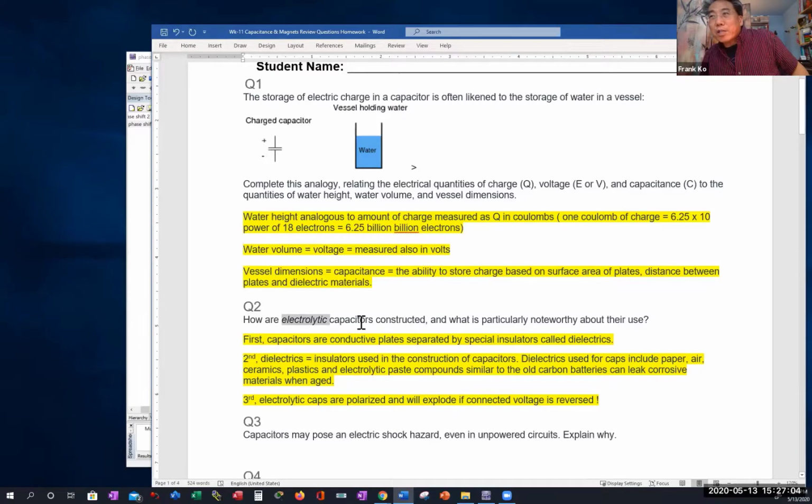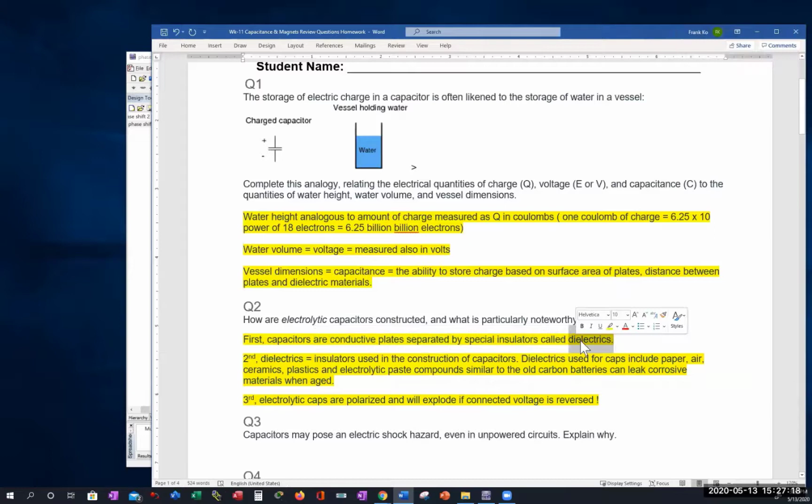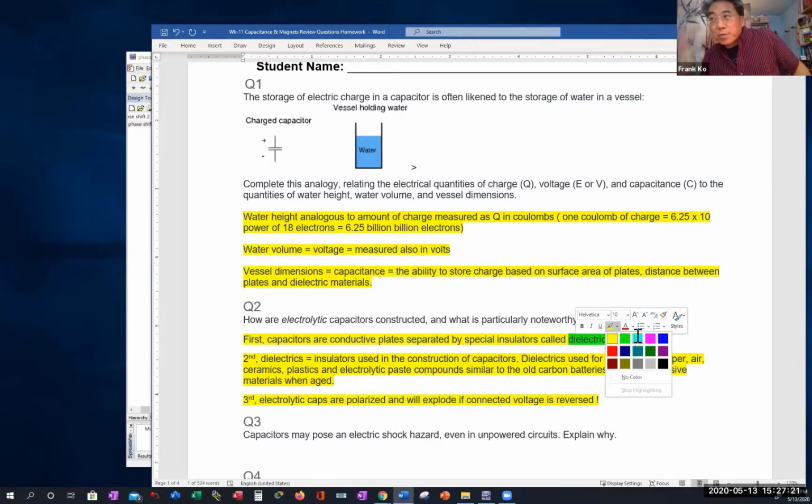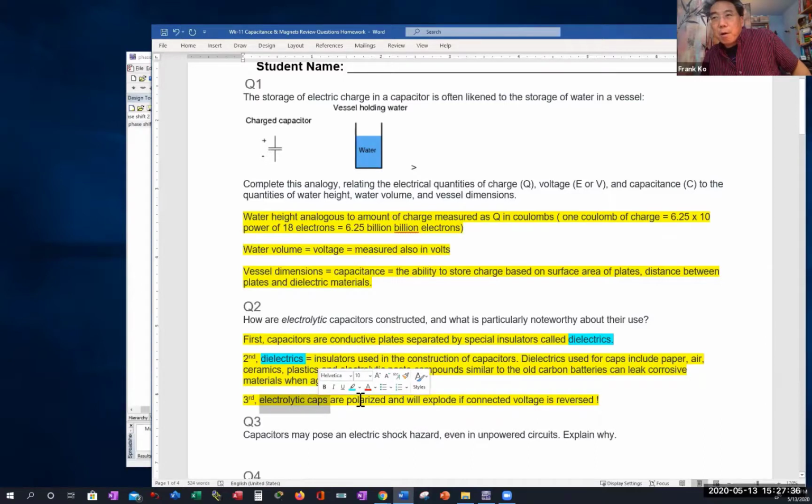So as it says, how are electrolytics constructed? What is particularly noteworthy about their use? First of all, capacitors are conductor plates that are separated by special insulators known as what? What word did I use at the end of the sentence? Dielectrics. Dielectrics is a special kind of insulator used in the construction of caps. Dielectrics include air, ceramic, paper, plastics, electrolytic paste. And electrolytic caps are what? Polarized, and they will explode if reversed. Are we good with this? So far, so good.